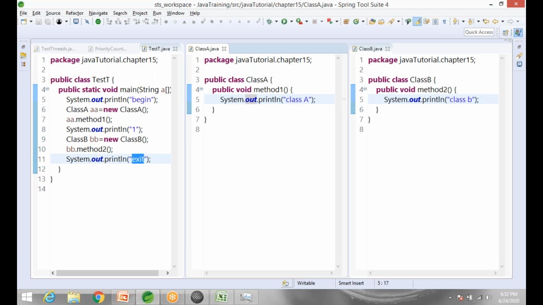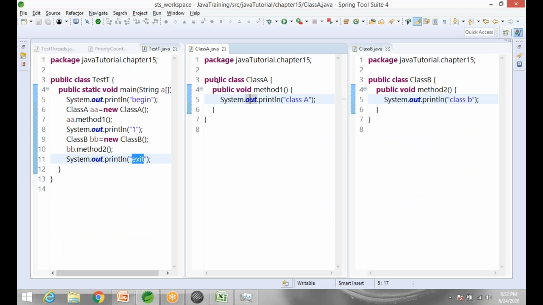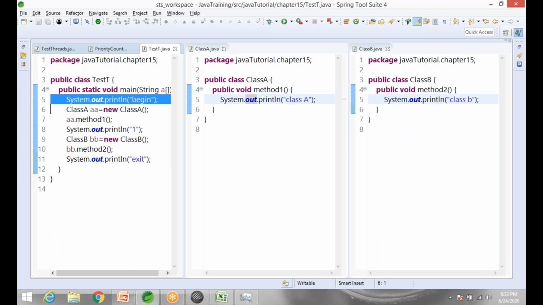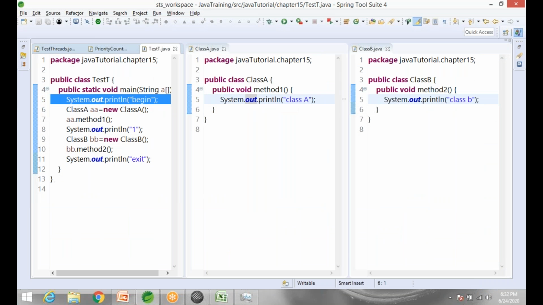Yes. Does everyone understand? Okay. All right, so the main program begins. The first line you do is print begin. Now, after that, you created a class A object and call the method 1.